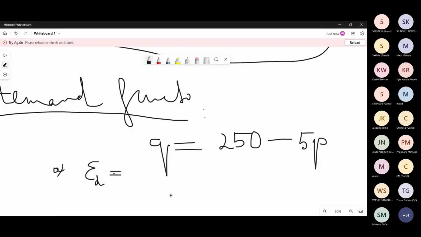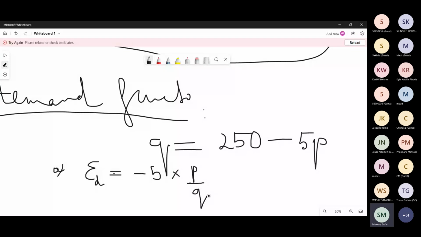Wouldn't the elasticity of demand be minus B times P over Q? Yes, P over Q. So minus 5 multiplied by P over 250 minus 5P. Yes, divided by Q first, right? If we apply the formula, right?